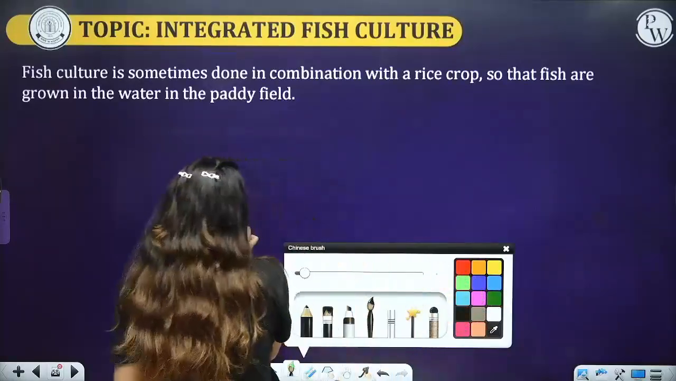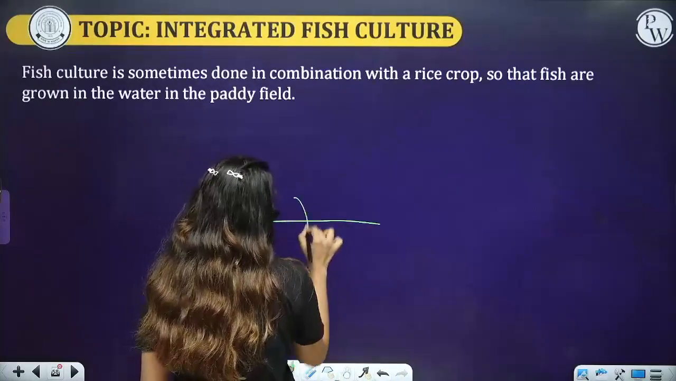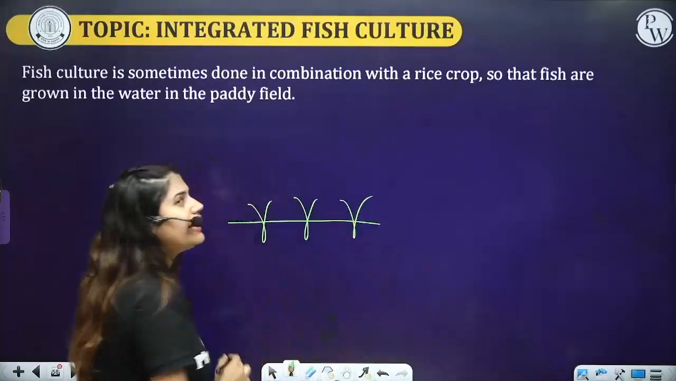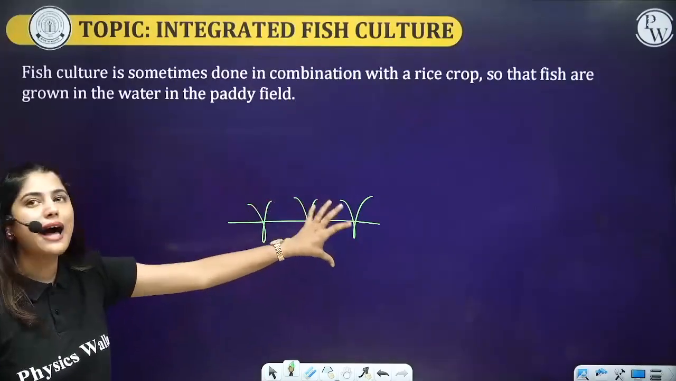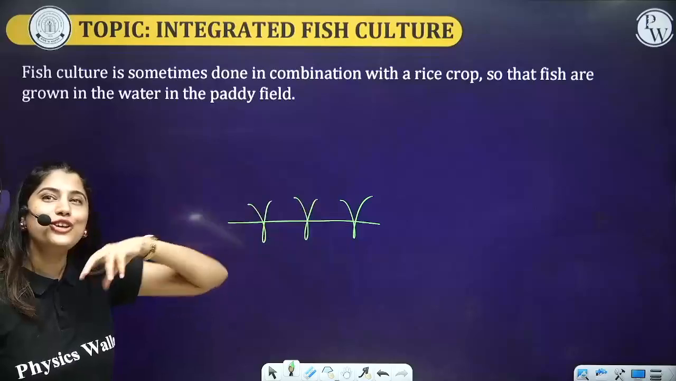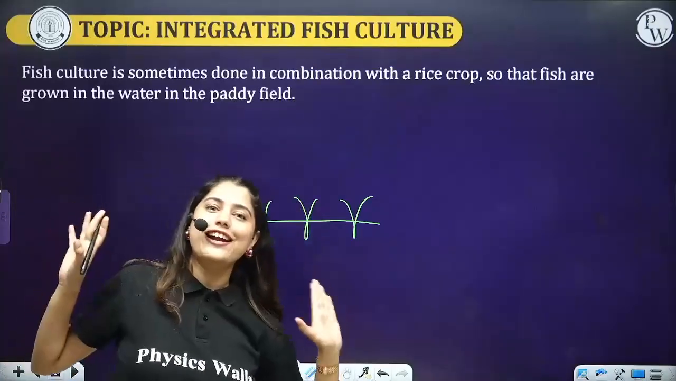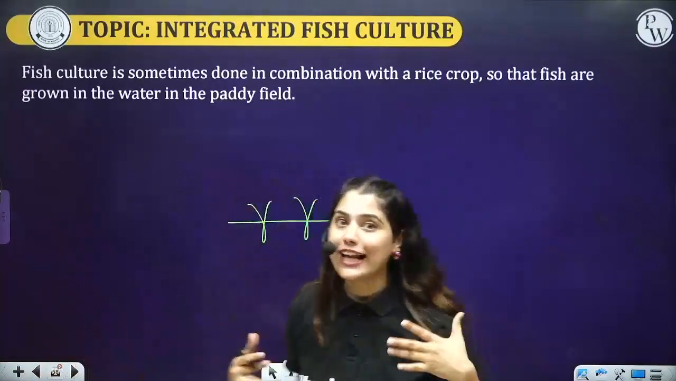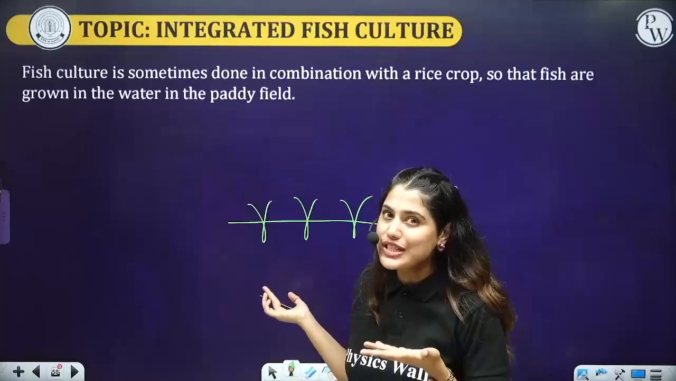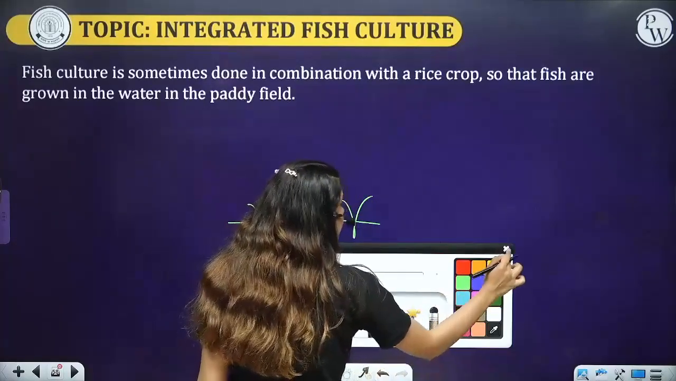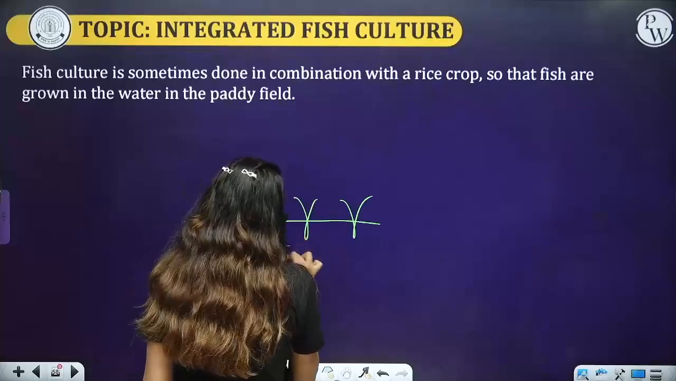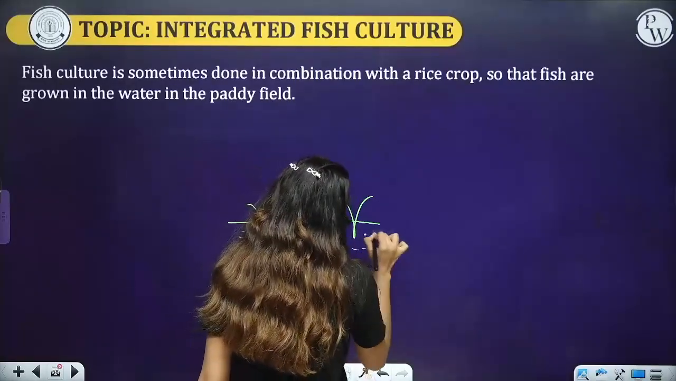Basically, let's say I am growing paddy. What is paddy? Paddy is wheat crop, right? Oh, sorry, rice crop, not the wheat, but the rice. So I've grown the paddy here, which is the rice crop, and we all know that rice requires a large amount of water, and hence it is a kharif crop, a monsoon crop. It grows in the field where there is shallow water present, right?